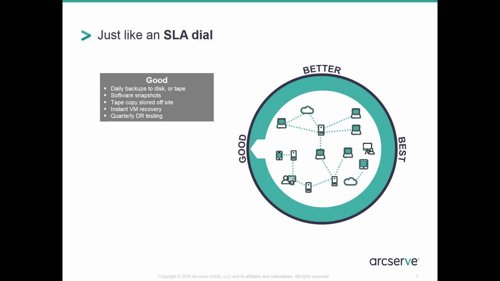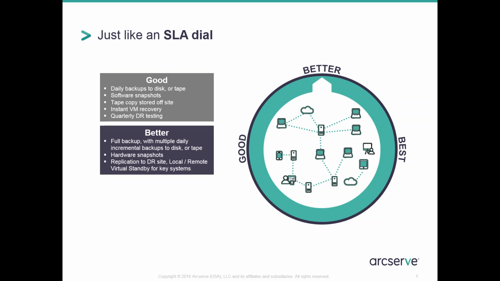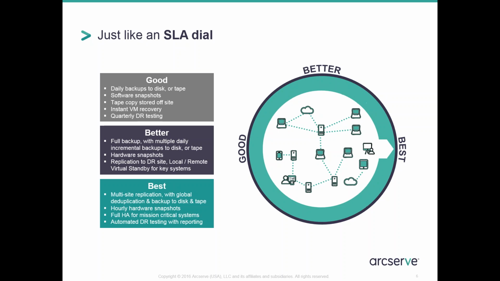You could also decide, well, I have slightly more critical systems. I want to protect them a little better. And if I want to protect them better, I'm going to do a little more here. I'm going to do hardware snapshots. I'm going to replicate to the disaster recovery site. I'm going to do full backups with multiple daily incremental backups to disk or even to tape. Or I could decide to go for the platinum standard, the best data protection, where I replicate this critical system to multiple recovery point servers, multiple sites.